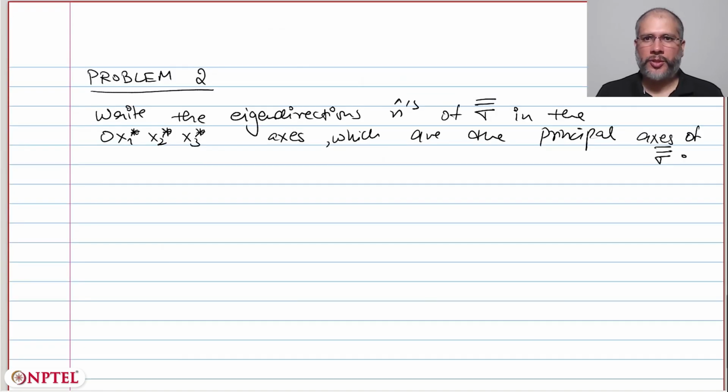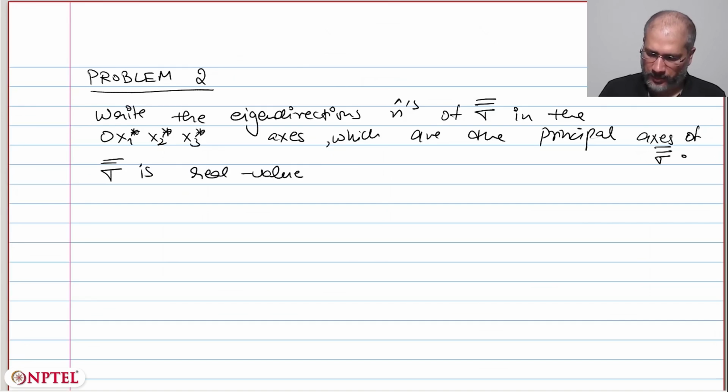So let's move on to the second problem, which says that we have to write the eigendirections n hats of some second order real symmetric tensor sigma in the principal axes of sigma. So we should mention that sigma is real valued and symmetric. So let's solve this problem.